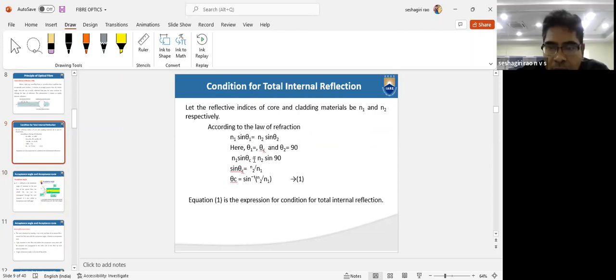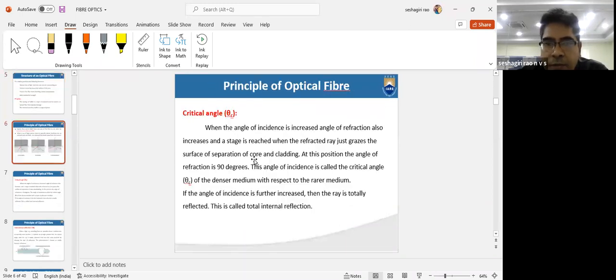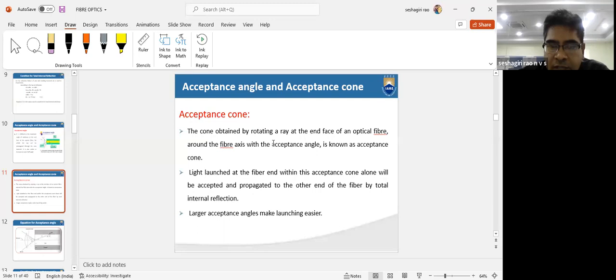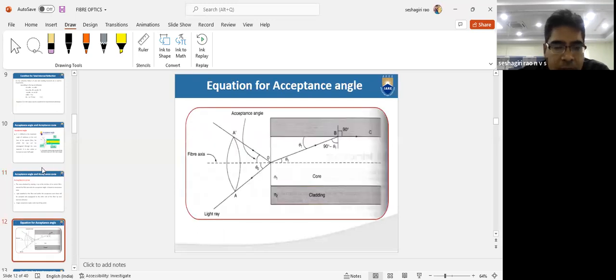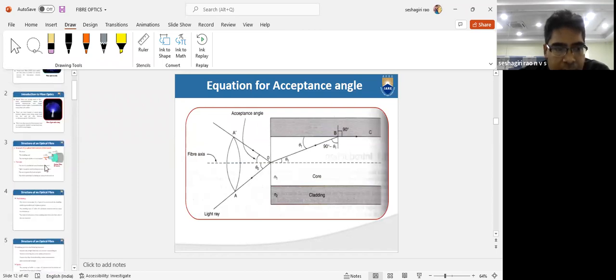Any doubt? If you want, you can write this. This may become important and make some sense for you. And we need to go for other topics, that is called acceptance angle and acceptance cone. So we will study all this in tomorrow's class. Just let me know if you have any difficulty in understanding this.